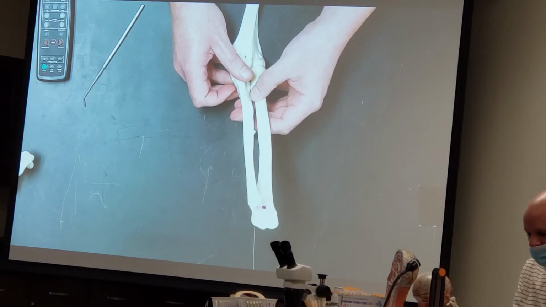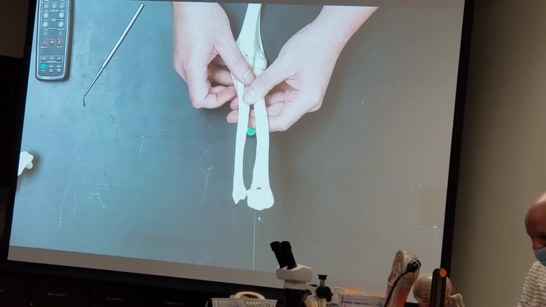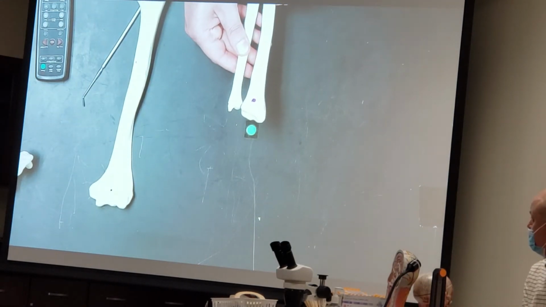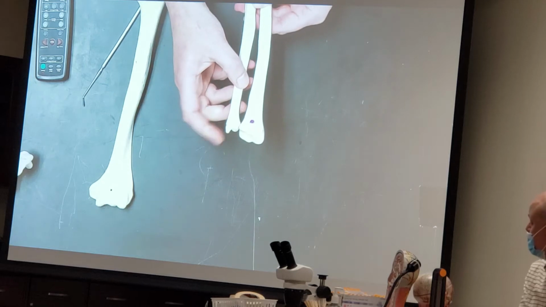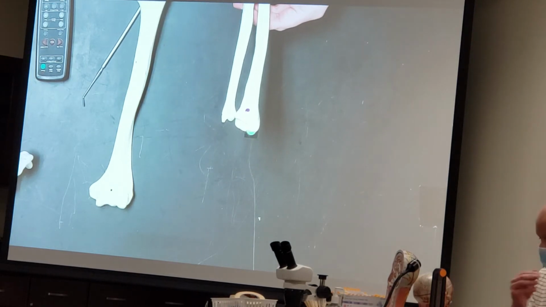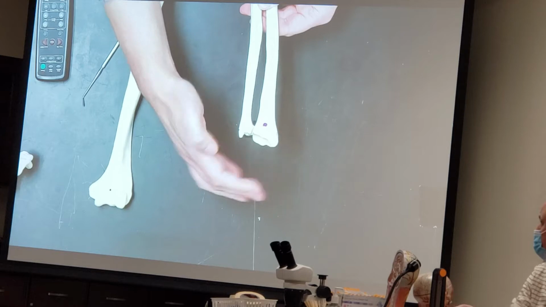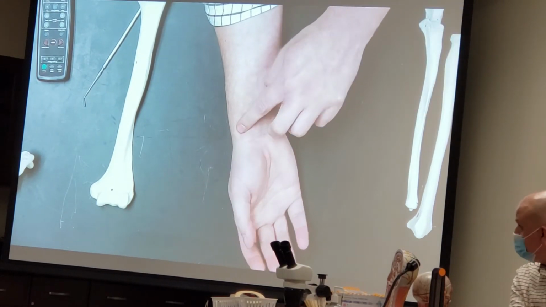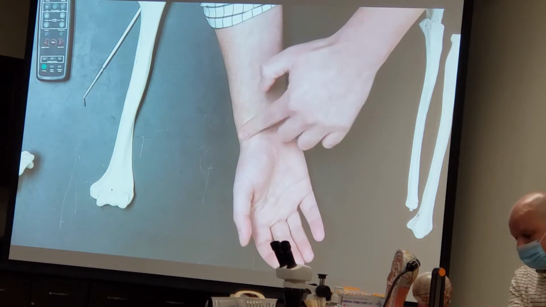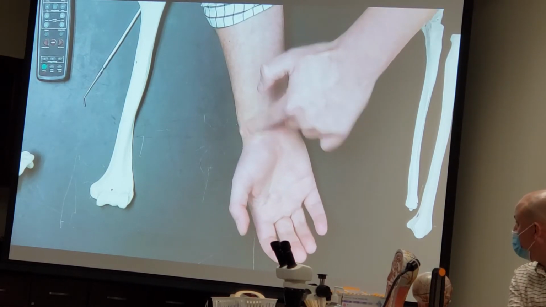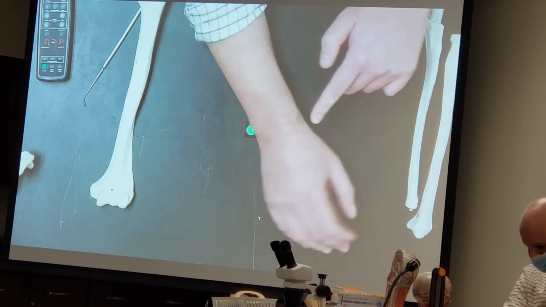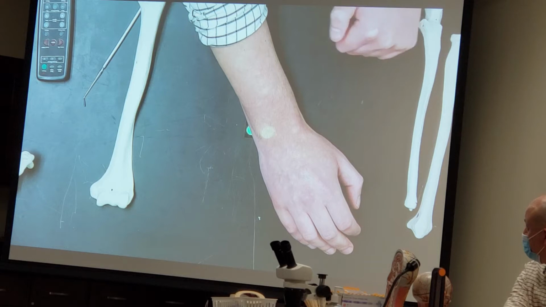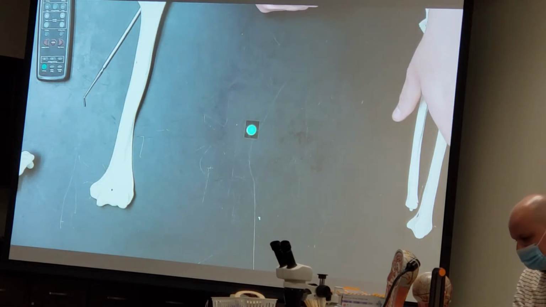And at the distal end of both the radius and the ulna, you can see the styloid processes. So this is the styloid process of the ulna, and this is the styloid process of the radius. On your own appendage, you can feel the styloid process of the radius here, and the styloid process of the ulna there. You can palpate them.